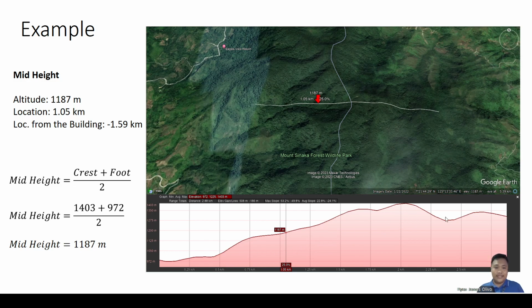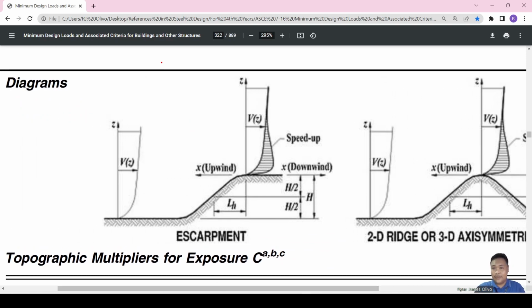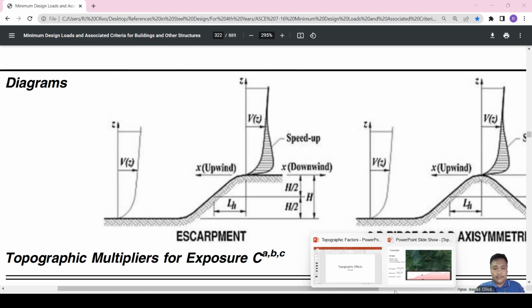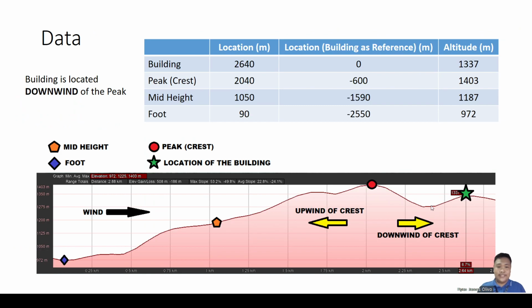So let's try this one as an escarpment, because if you compare the picture here, it looks like an escarpment. It's still your judgment, but the elevation here is like an escarpment. It's not a ridge, because as you can see here, it's still continuing. So this is the location of the building, the star, the circle is the peak, the mid height is here, and the foot is here.